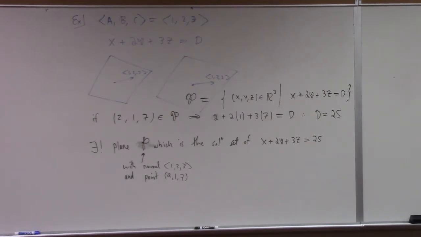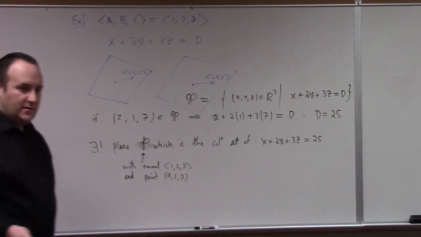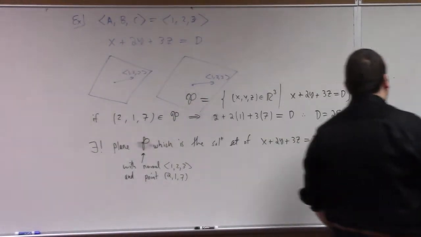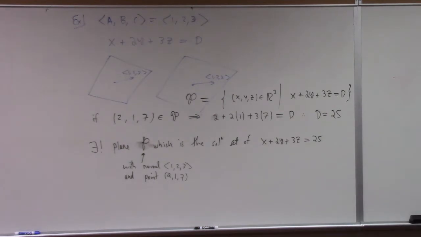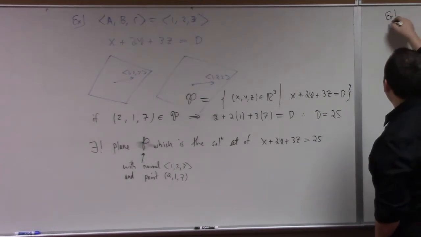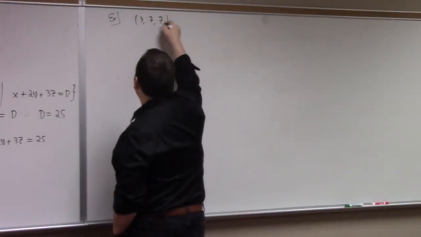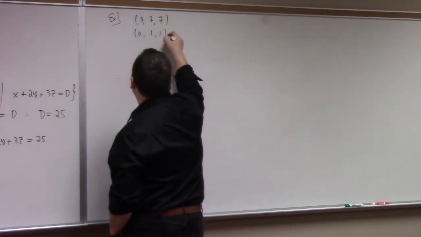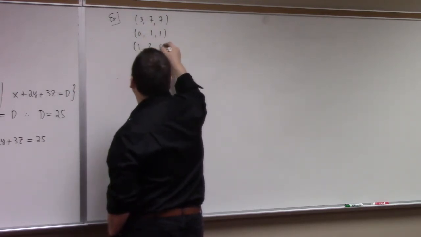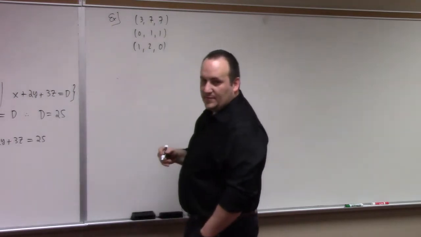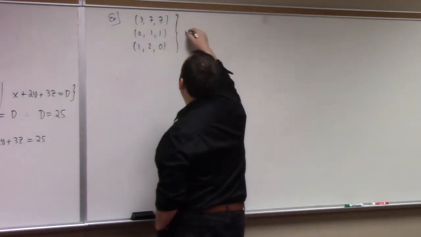But anyway, now your problem, what did I tell you? I said you got some plane, right? And you got 3 points. And I asked you to find what are possible normals. So here's a similar example. Suppose I had 3, 7, 7, I had 0, 1, 1, and I had 1, 2, 0. Suppose that these were all points on my plane, right?